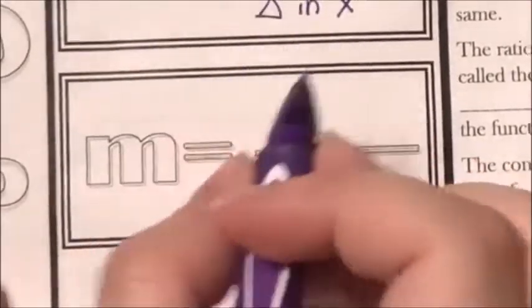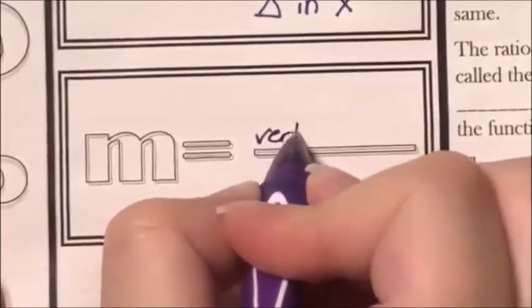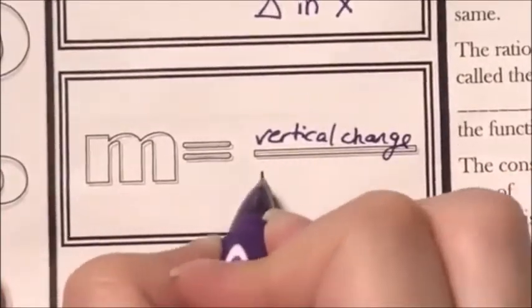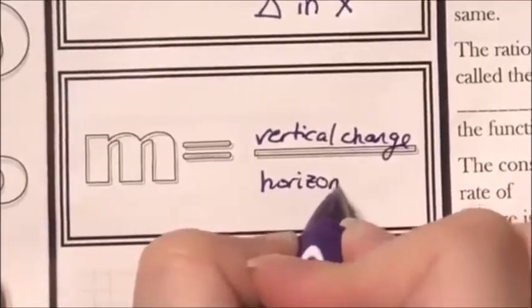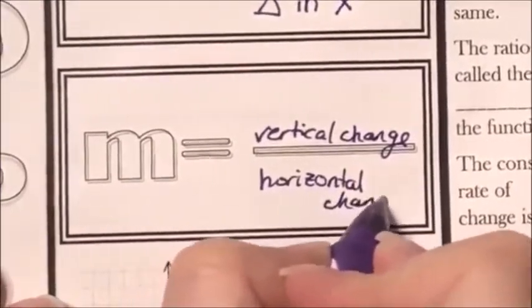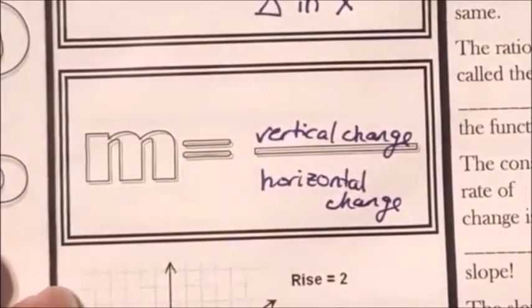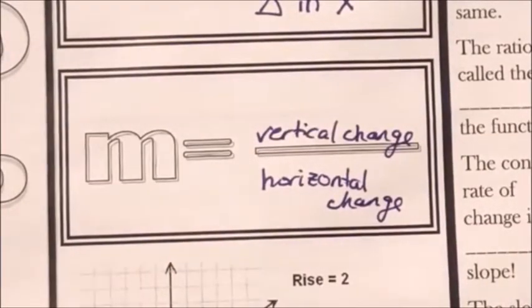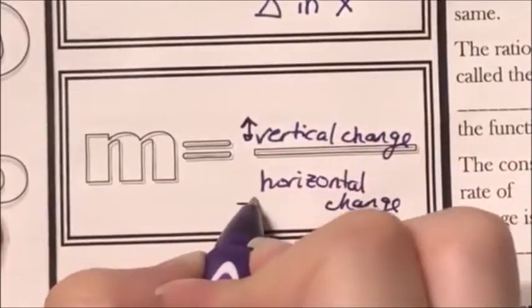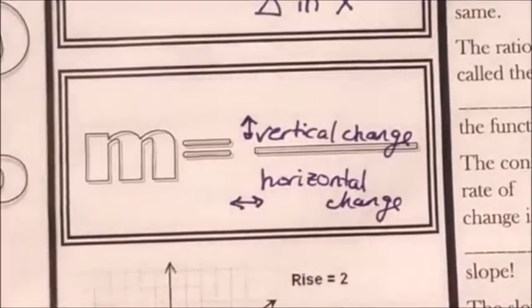A third way we can look at slope is the vertical change over the horizontal change. Okay, so you do vertical change over horizontal change. And vertical change is going up and down, and horizontal change is going across. So vertical change is going up and down, and horizontal is going across like that. Okay?